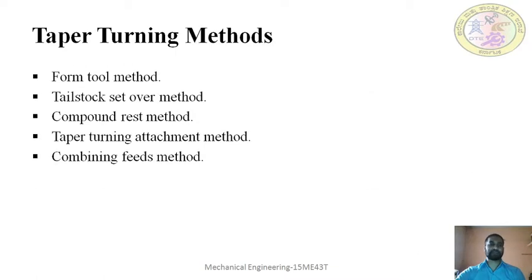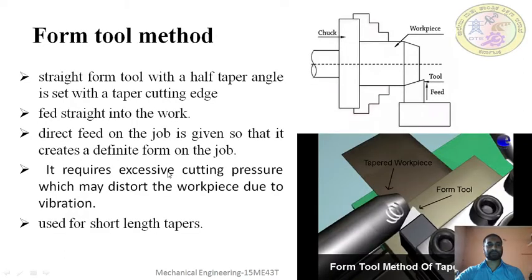The different methods for taper turning are the form tool method, the tailstock set over method, the compound rest method, the taper turning attachment method, and the combining feed method. So the first method is the form tool method.